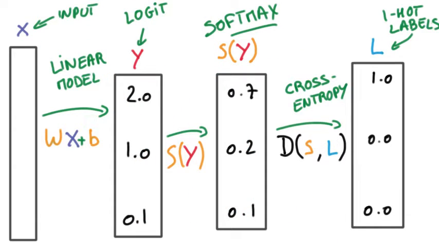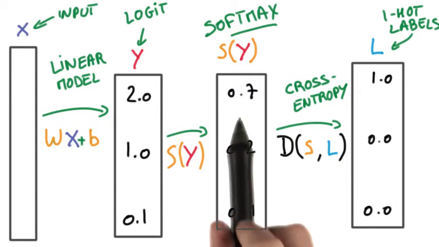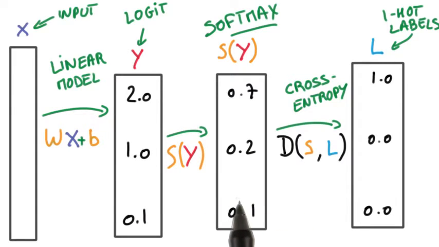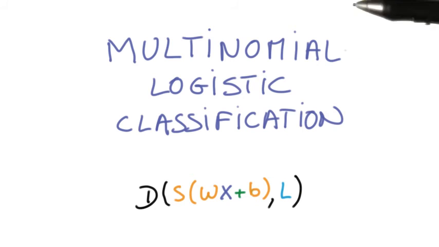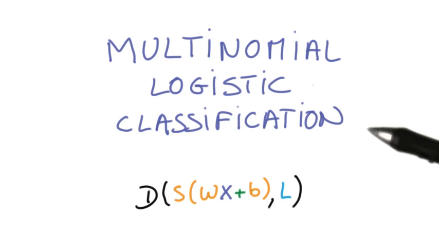So let's recap, because we have a lot of pieces already. So we have an input. It's going to be turned into logits using a linear model, which is basically a matrix multiply and a bias. We're then going to feed the logits, which are scores, into a softmax to turn them into probabilities. And then we're going to compare those probabilities to the one hot encoded labels using the cross-entropy function. This entire setting is often called multinomial logistic classification.